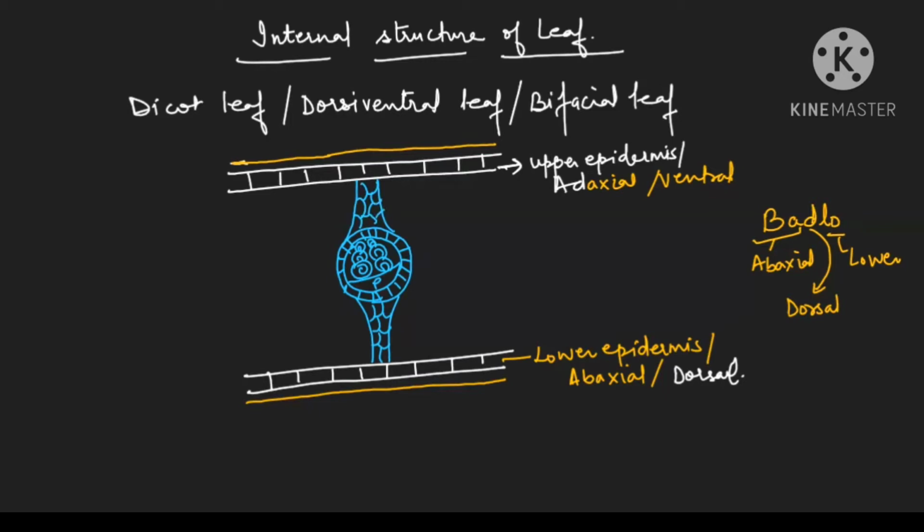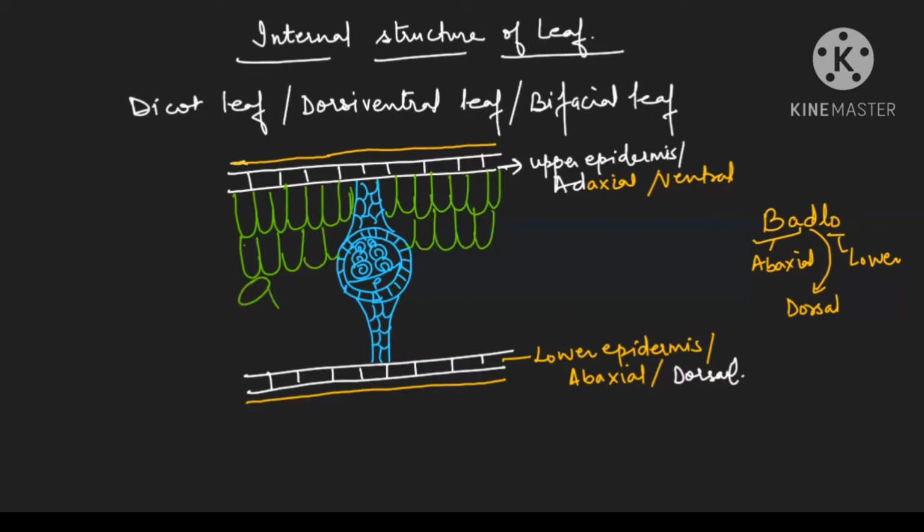Now in between this area, between the two epidermis, these are your mesophyll cells, which are differentiated as palisade parenchyma. Right now I'm drawing, these long cells are known as palisade parenchyma. And they are the ones which are actually responsible for photosynthesis. Palisade parenchyma will have very few intercellular spaces. This part has very large intercellular spaces, and this is known as spongy parenchyma.